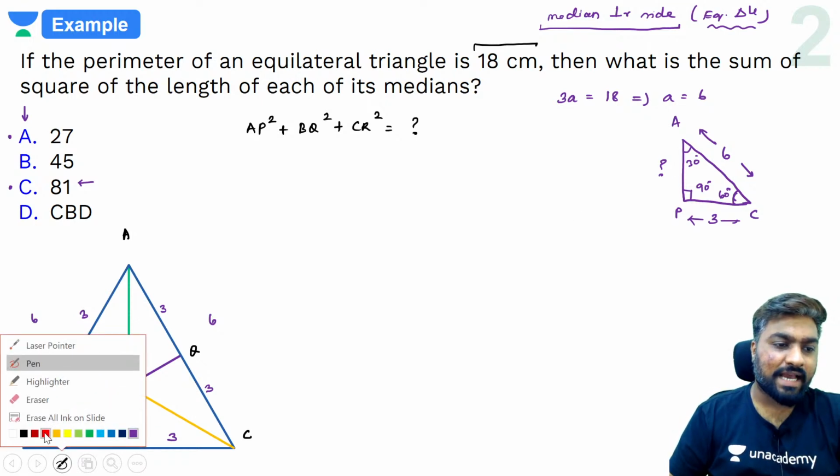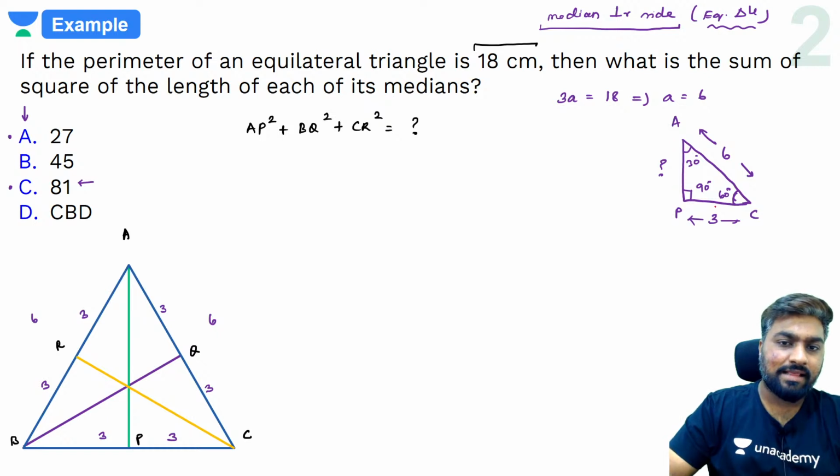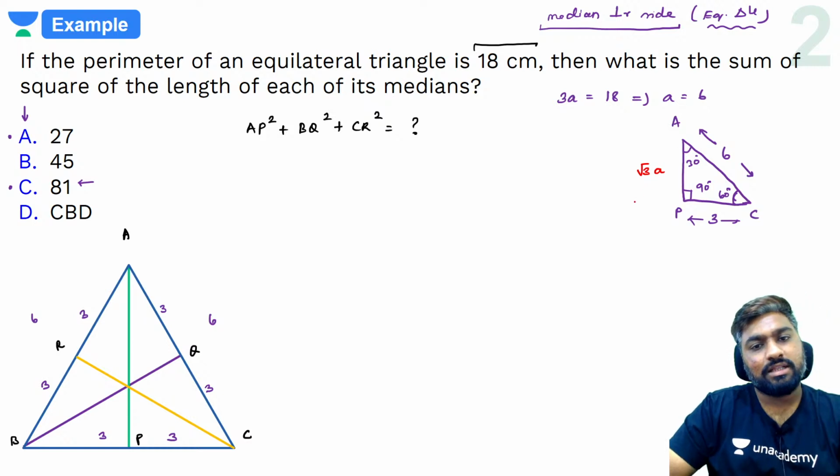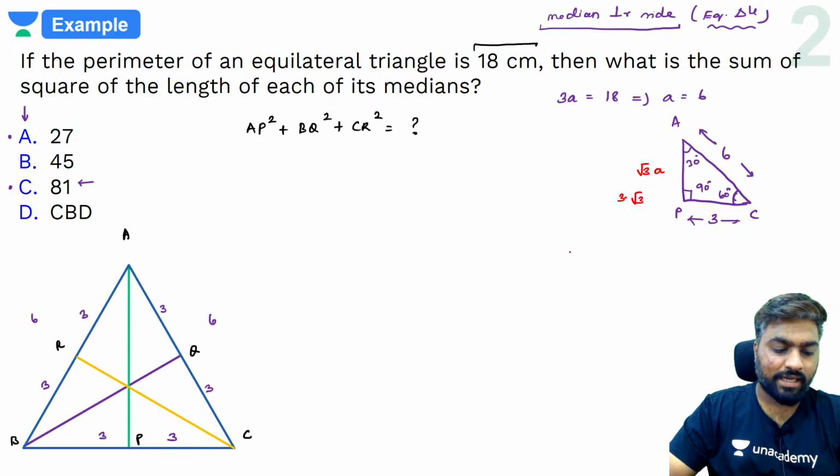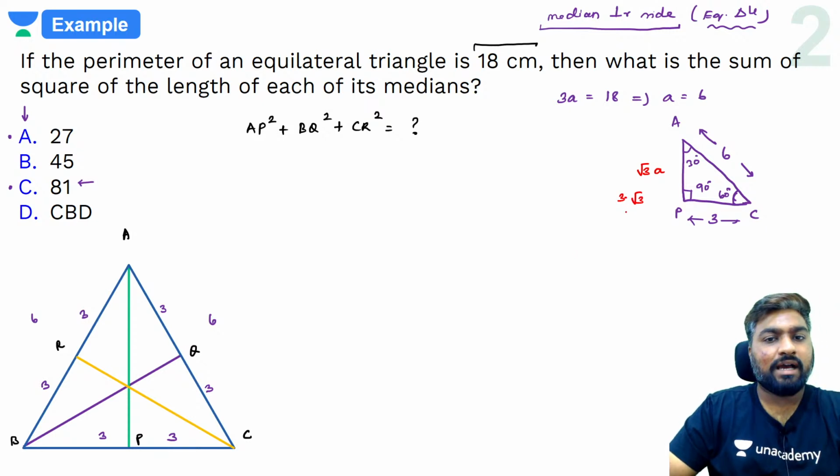Yes, if the side opposite to 30 is A, then the side opposite to 60 is what? Root 3A, correct? Beautiful. Hana, what do you understand? You understood that this is root 3. Cool, guys? What do we have to find out?